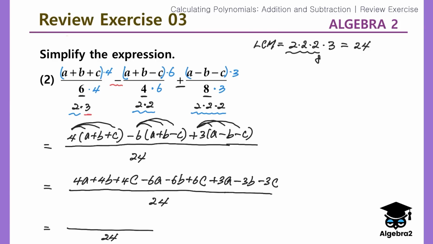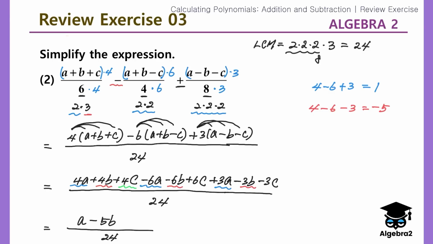Let's look at a terms. For a, we have 4a, minus 6a, 3a. 4 minus 6 plus 3, that's going to be minus 2, 1, right? So just a, 1a. B, 4b, minus 6b, minus 3b. So 4 minus 6 minus 3, that's going to be, isn't it, minus 5? Minus 5, right? So we have a minus 5b.